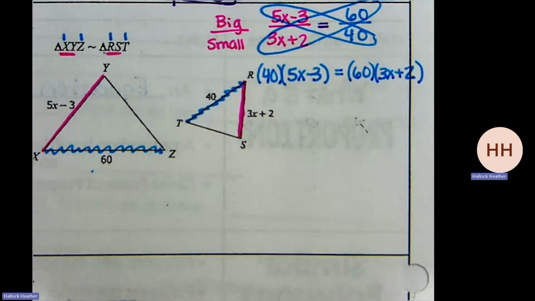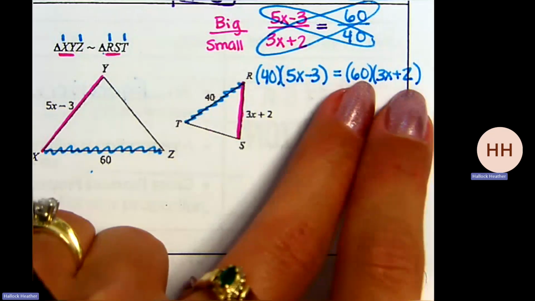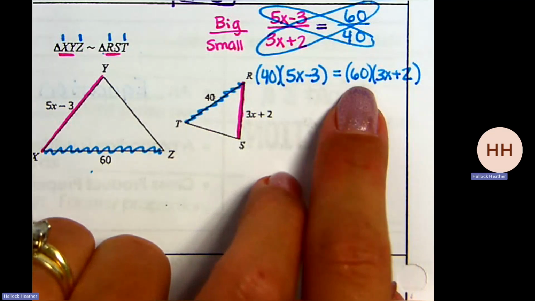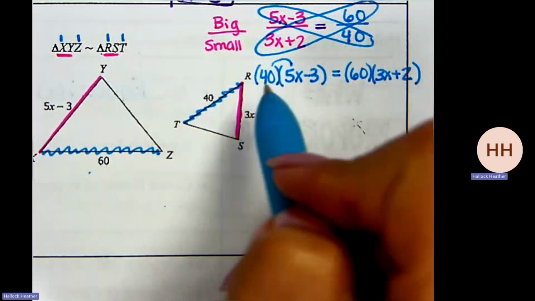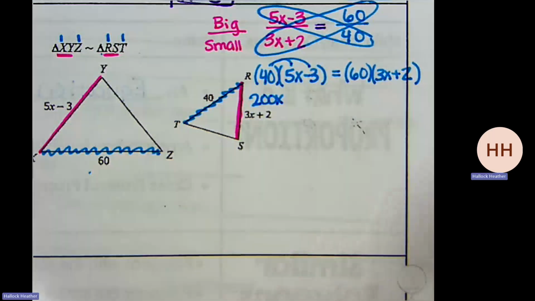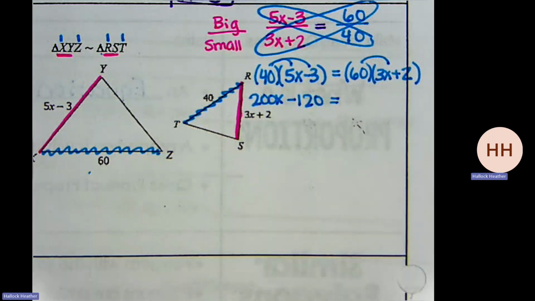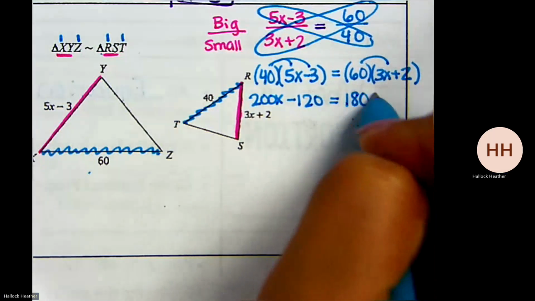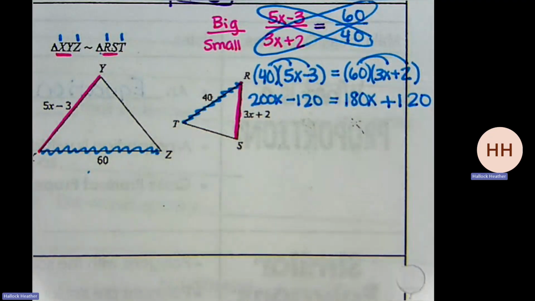Okay, so you should have something like this set up. These can be flip-flops. So you can have 40 last and 5x minus 3 in the front. You could switch these. You could also switch these. You could have 60 in the back, and you could have 3x plus 2 in the front. Doesn't matter. Either way, you're distributing into your parentheses. So 40 times 5x is 200x. 40 times 3 is 120. 60 times 3x is 180x. 60 times 2 is 120. And then from this point on, it's just like everything we've done in this class. So now we're going to add 120 to both sides. Subtract 180.